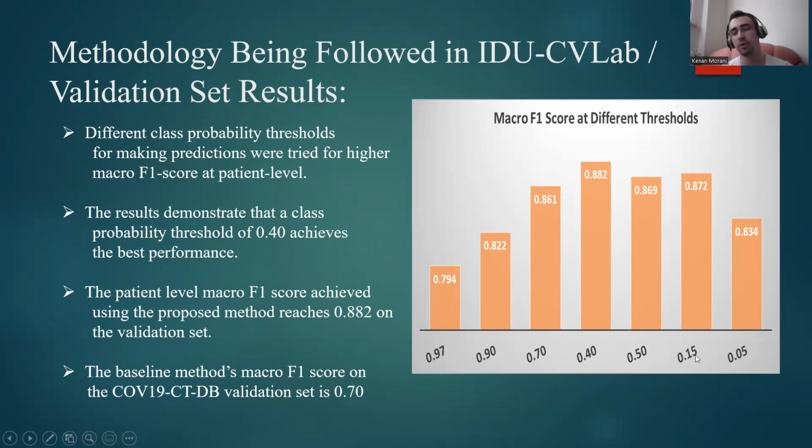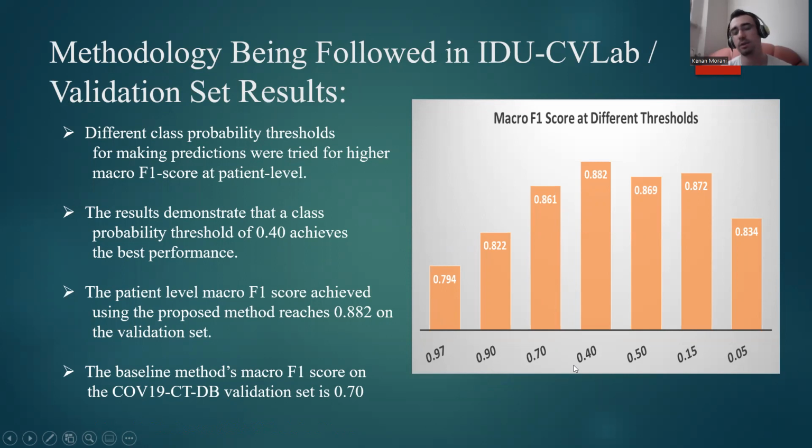The final results were checked on the validation set. The results here indicate the macro F1 score. This is what we care about. The macro F1 score is the metric that we used to measure our work. The results show that if we use a threshold of 0.40, we get the highest macro F1 score on the validation set. So this is at the patient level. We get the highest macro F1 score on the validation set when we use the 0.40 threshold.